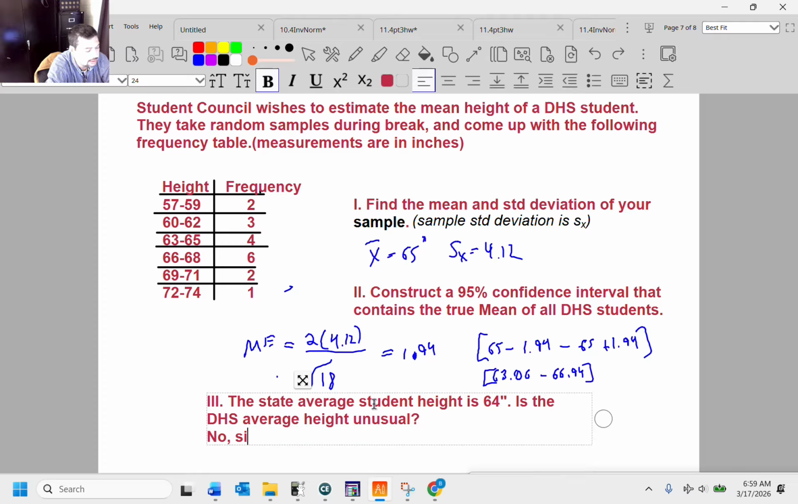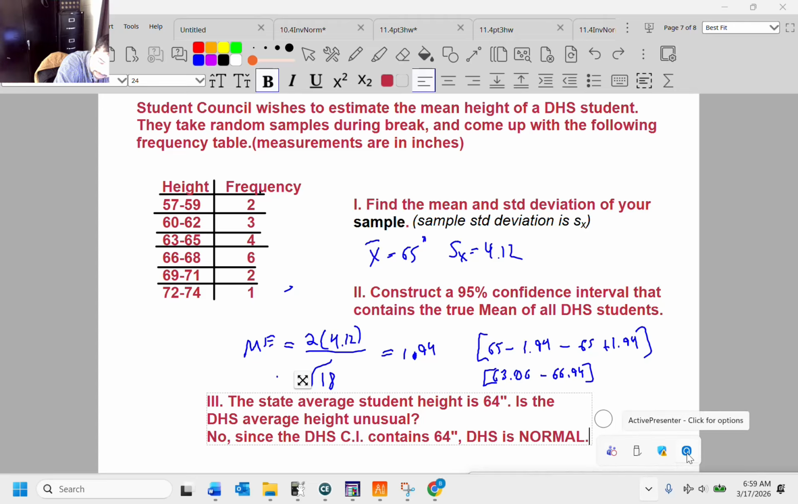No, since the DHS confidence interval contains 64 inches, DHS is normal. There we go. That's the question you like. Anyways, there's your confidence intervals. So I think I've figured out how to shave about 5 minutes off this lesson as I walked you through it this morning. So thank you for paying attention.